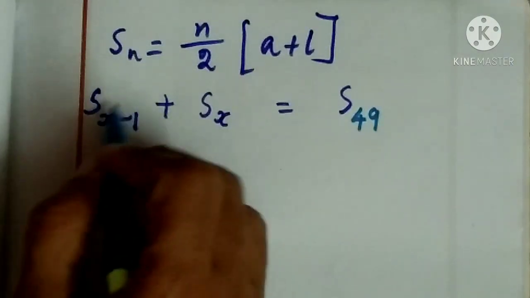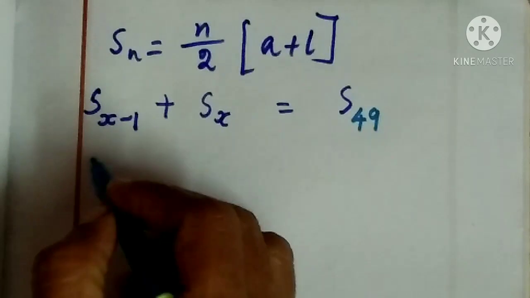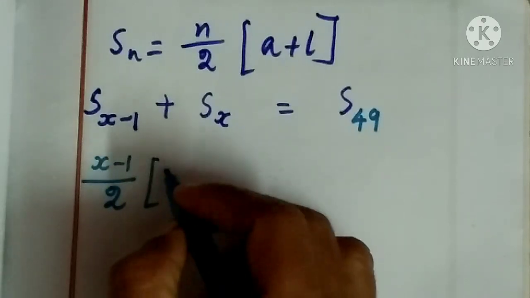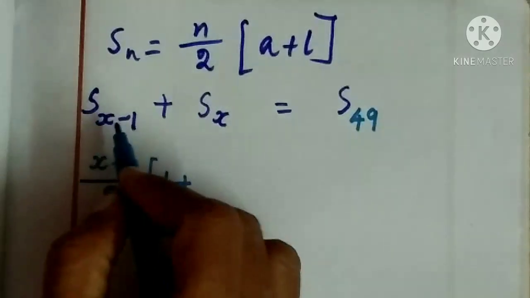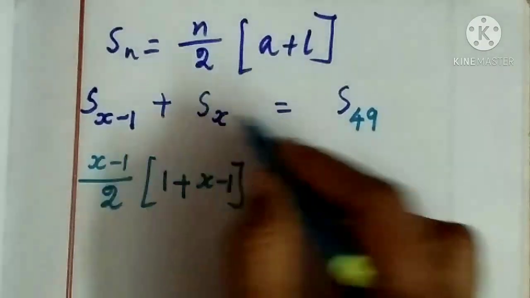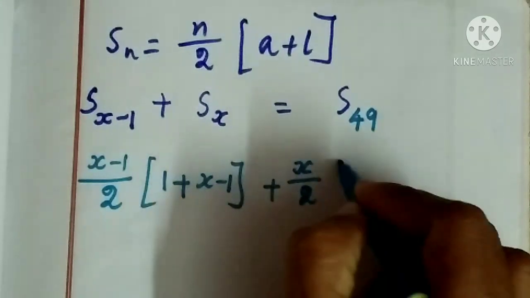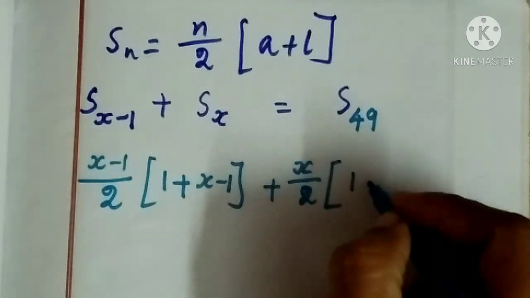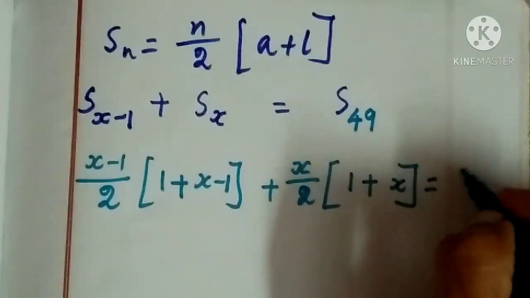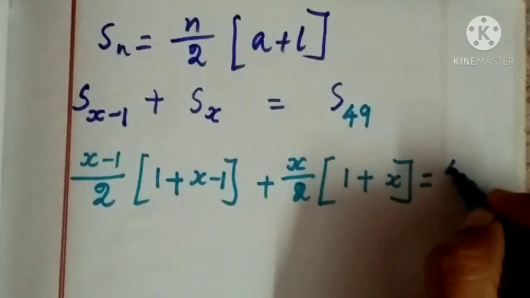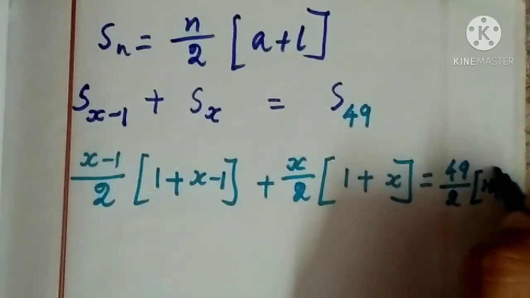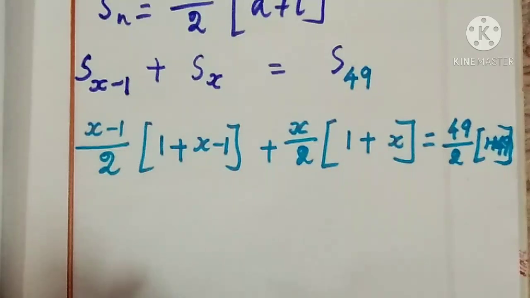Here n is x minus 1, a is 1. Therefore, (x minus 1)/2 into (a, 1, plus last number, also x minus 1, plus 1), here n is x, so x/2 into (a, 1, plus last number x), which is equal to n/2, 49/2 into (1 plus 49). Now, you have to simplify this.